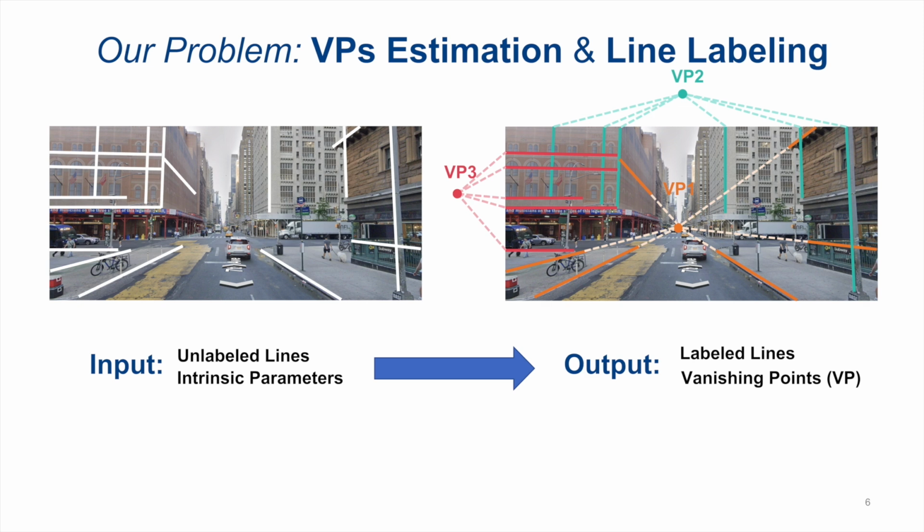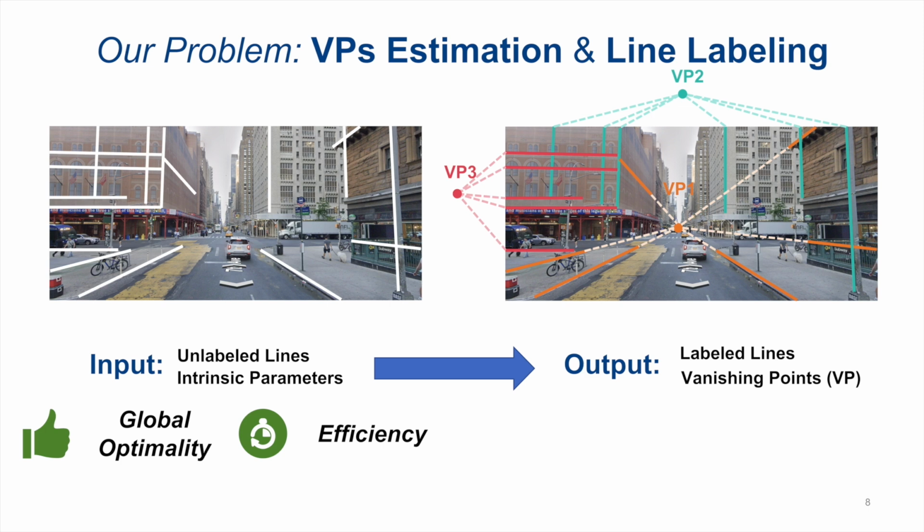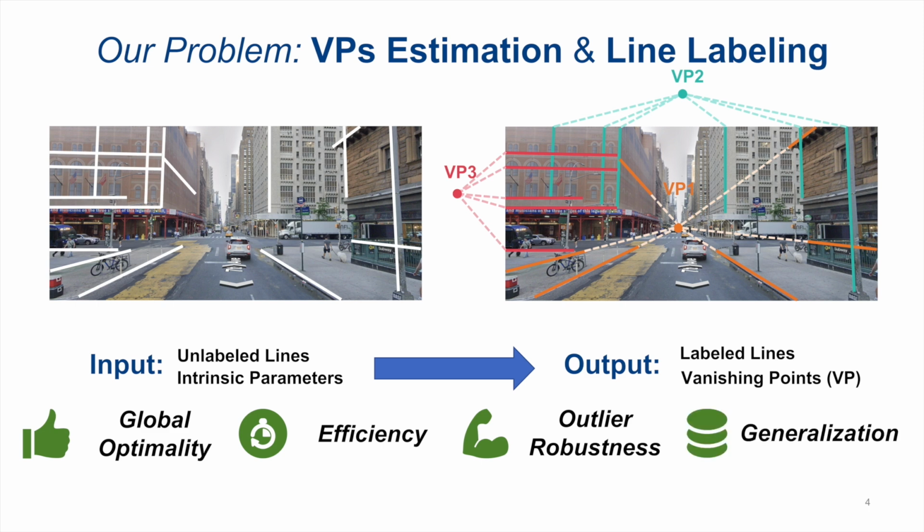In this paper, we evaluate each method according to the following criteria. Global optimality, the solution must be globally optimal. Efficiency, it must be computationally practical. Outlier robustness, it should handle outliers reliably. Generalization, it must work across diverse datasets.